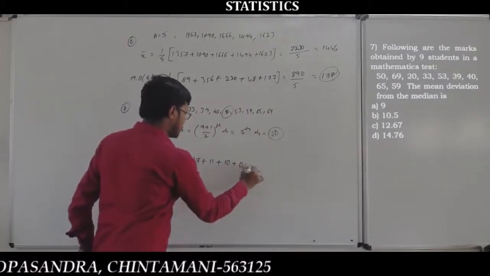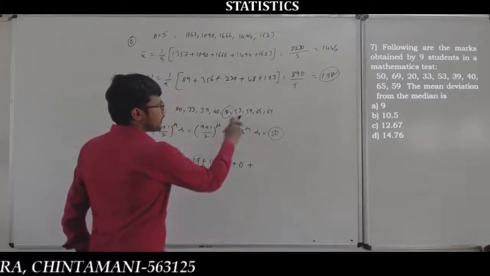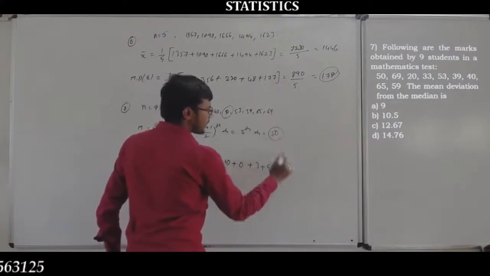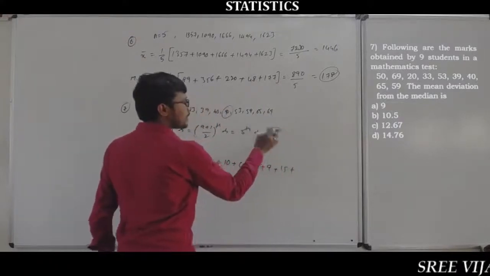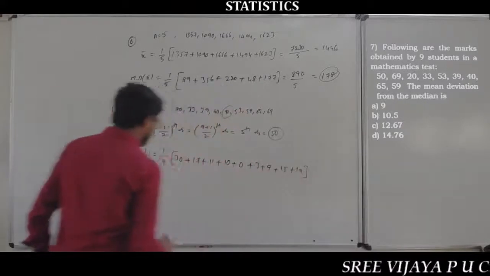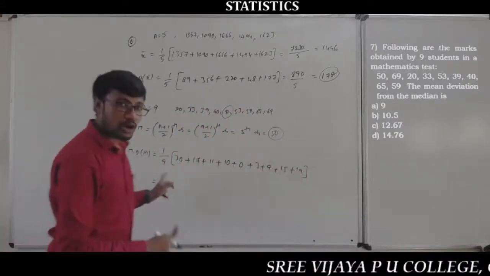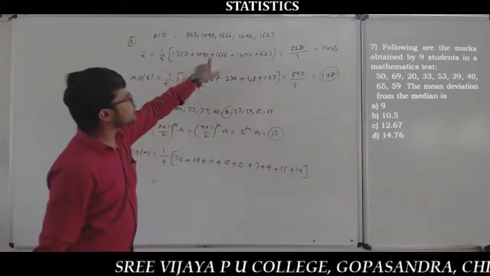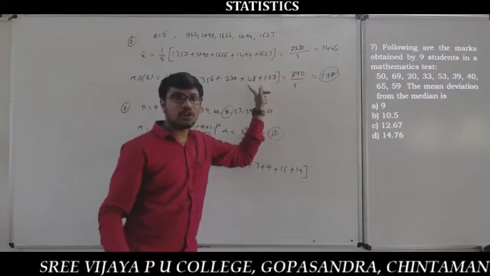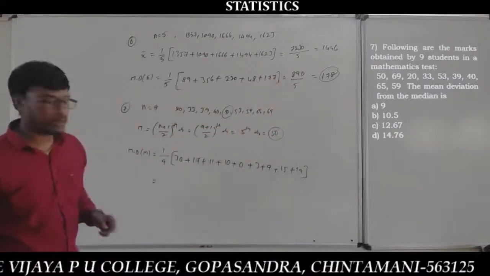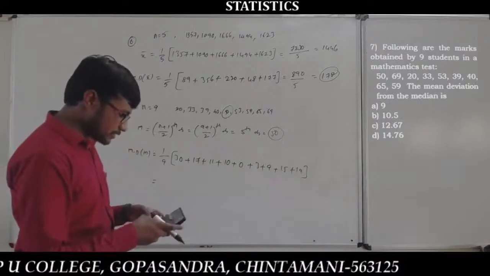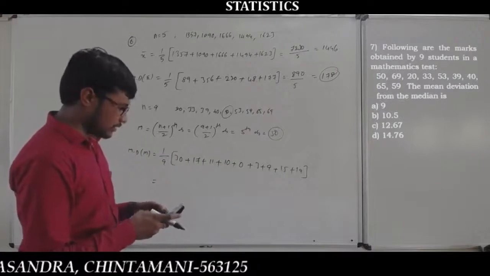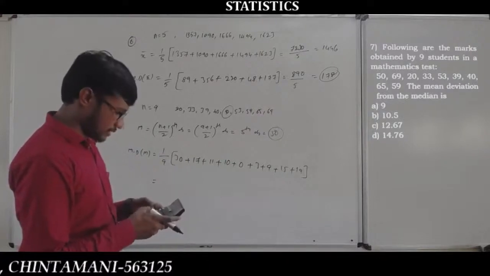50 minus 50 is 0. 53 minus 50 is 3. 59 minus 50 is 9. 65 minus 50 is 15. 69 minus 50 is 19. So add all the observations and divide by 9. You know how to find this. From each observation you subtract the mean for mean deviation along the mean, and the median for mean deviation along the median. Okay. So now add 30, 17, 11, 10, 3, 9, 15, 19.